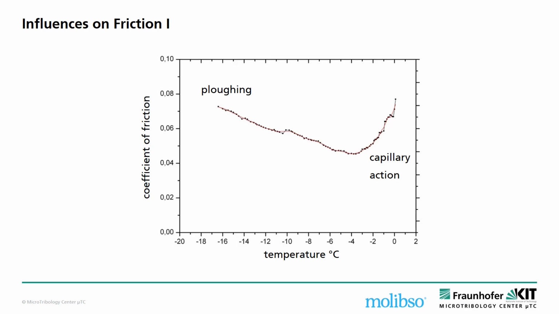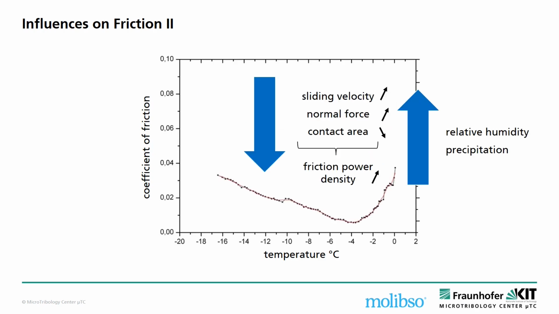There are ways to shift the curve up and down. To shift the curve down, the sliding velocity should be increased. The normal force can be increased, which is a little bit more complicated than the sliding velocity, and the contact area should be decreased. The decrease can be introduced by structuring the ski, either by hand or by grinding structures. And all three measures end in an increase of friction power density.